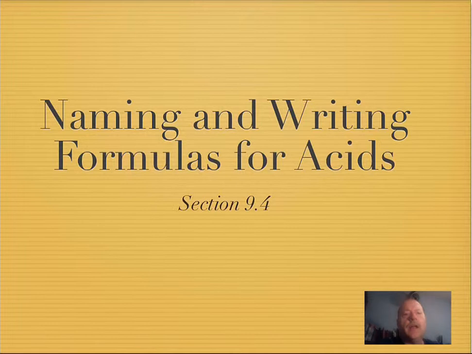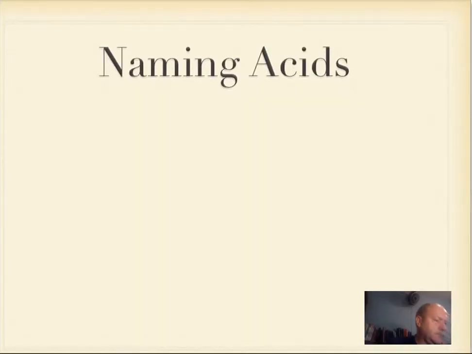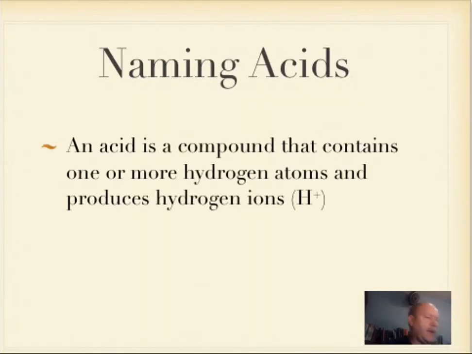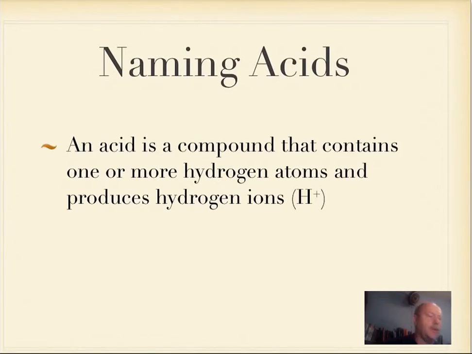Okay, section 9.4, naming and writing formulas for acids. Alright, so let's talk about how we name acids. And first of all, the thing that you need to look for, the key, is this hydrogen. When we talk about an acid, it gives off one or more hydrogen ions. That's one of the ways that we know something is an acid.